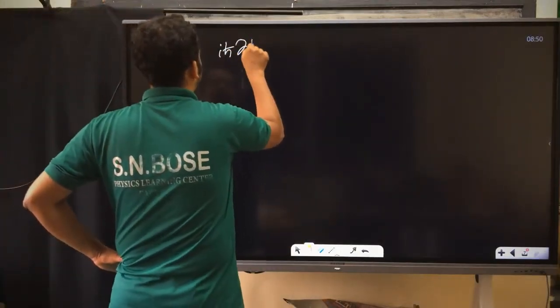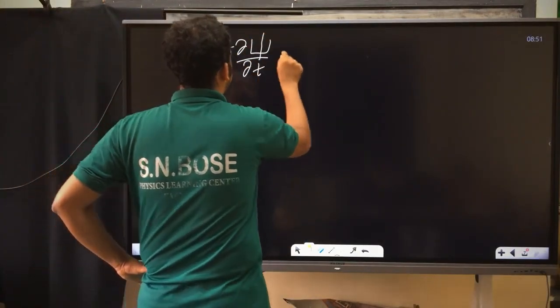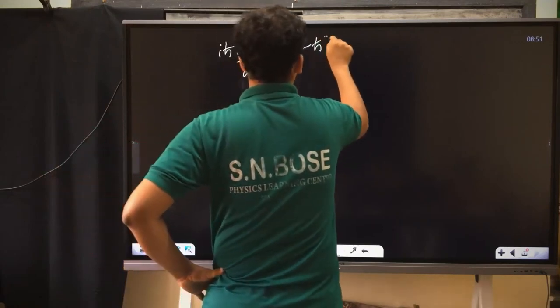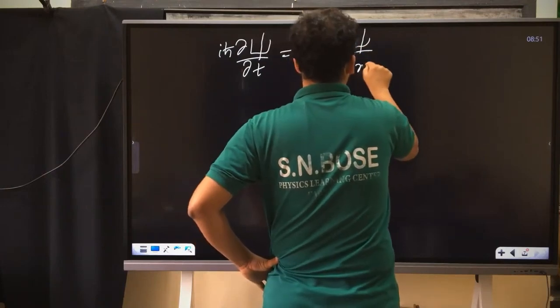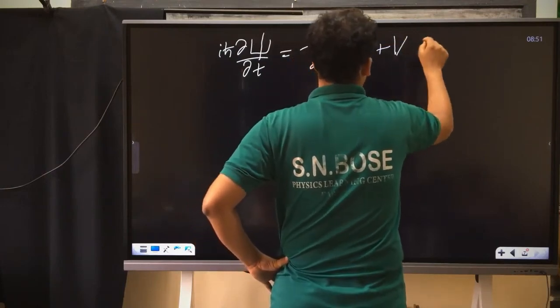I h bar dou psi by dou t, that's equal to minus h bar square by 2m dou square psi by dou x square plus v into psi.